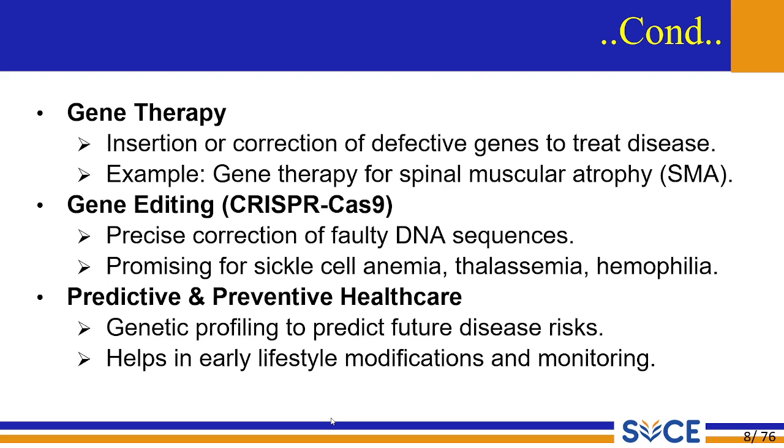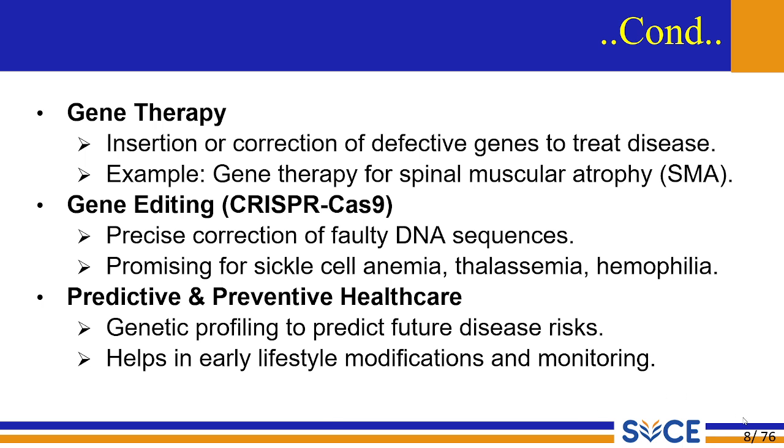Next one is gene therapy. It inserts or corrects defective genes, like in spinal muscular atrophy. Gene editing, especially CRISPR-Cas9, can precisely fix faulty DNA. And predictive healthcare uses genetic profiling to forecast future risks and guide lifestyle changes.